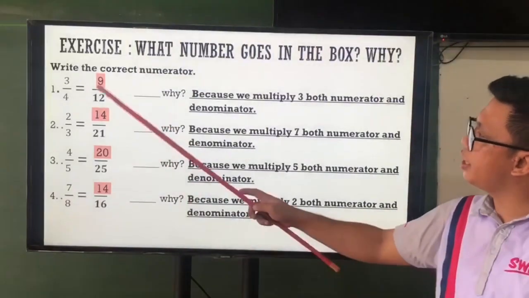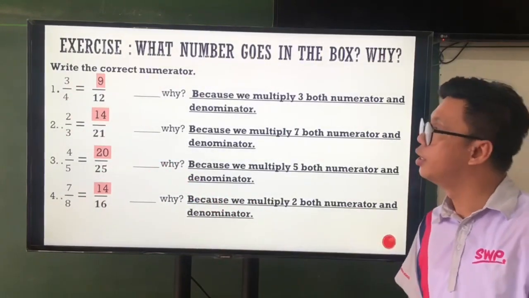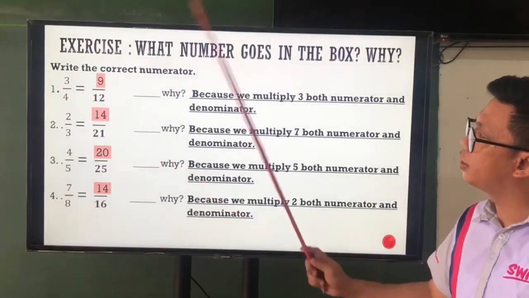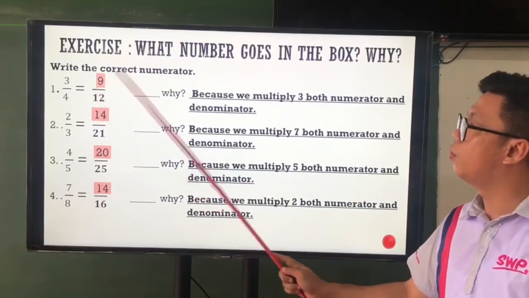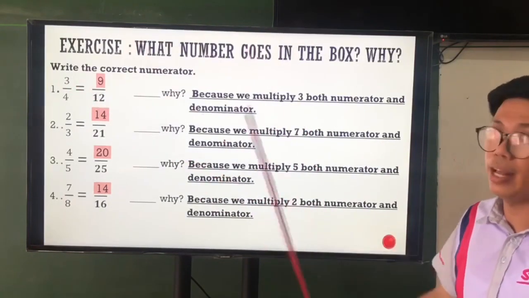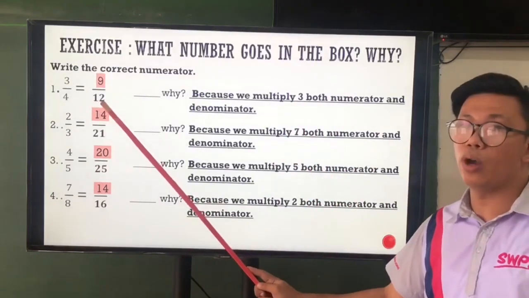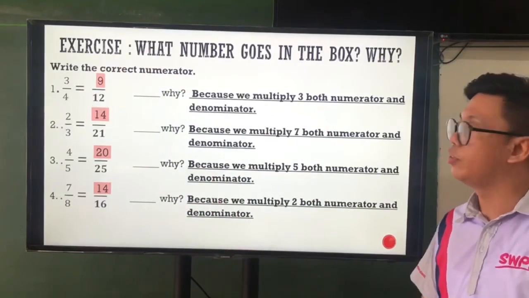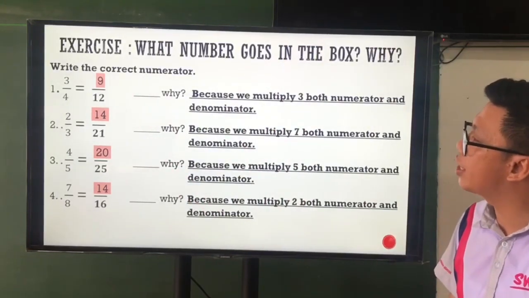Okay, now let's see the exercise answers. We have here 1, 2, 3, and 4. Let's start with number 1. We have 3 over 4 equals, the answer is 9 over 12. Why 9? Because we multiply by 3 both the numerator and the denominator. Why do we use 3? Because we divide 12 by 4, the answer is 3. So we multiply 3 times 3, the answer is 9. Correct?